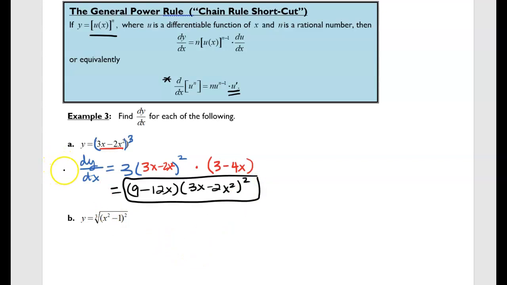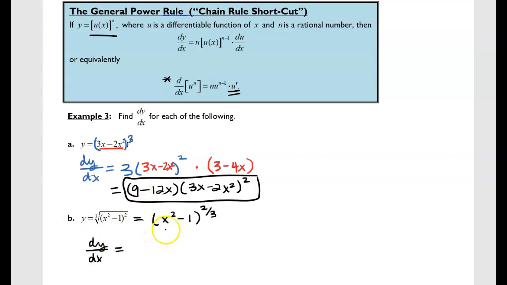In part B, we have a similar type of problem, however, it's not in the format that we want. So you might want to rewrite first in exponential form. So we have x squared minus 1 squared, and then I'm taking the cube root of that. So rewrite it with your power form, x squared minus 1 to the 2/3. Now I can easily see my outside and my inside functions.